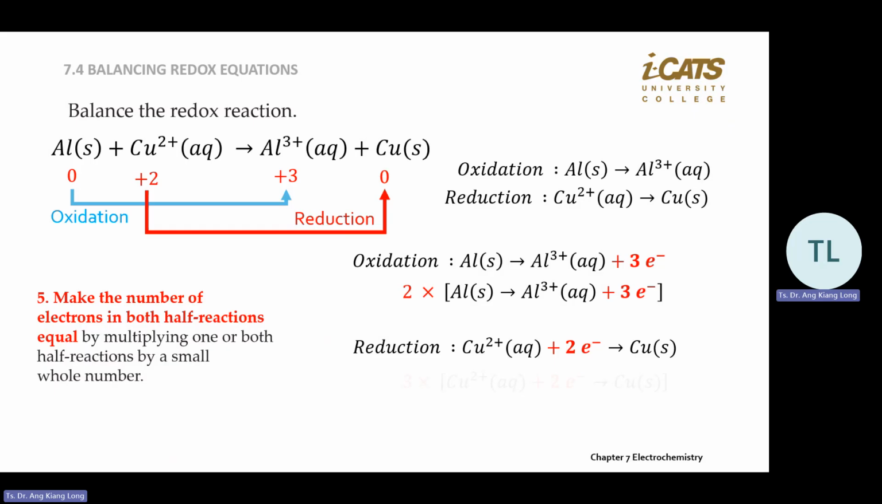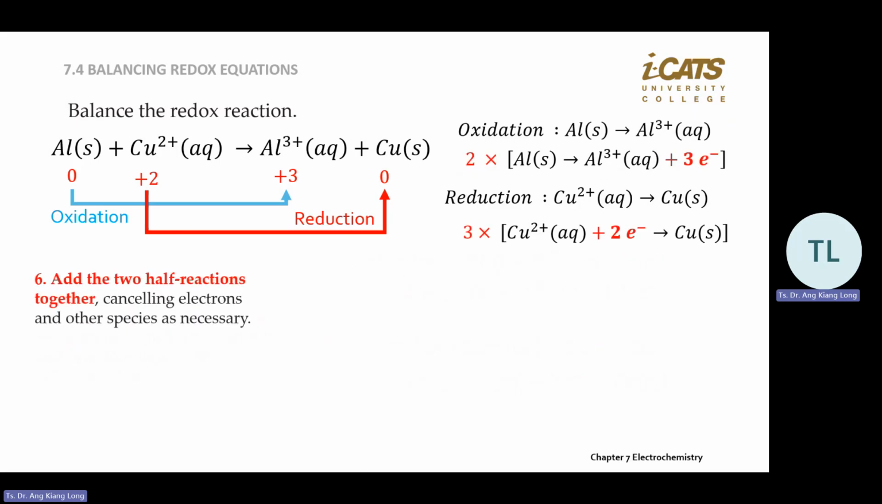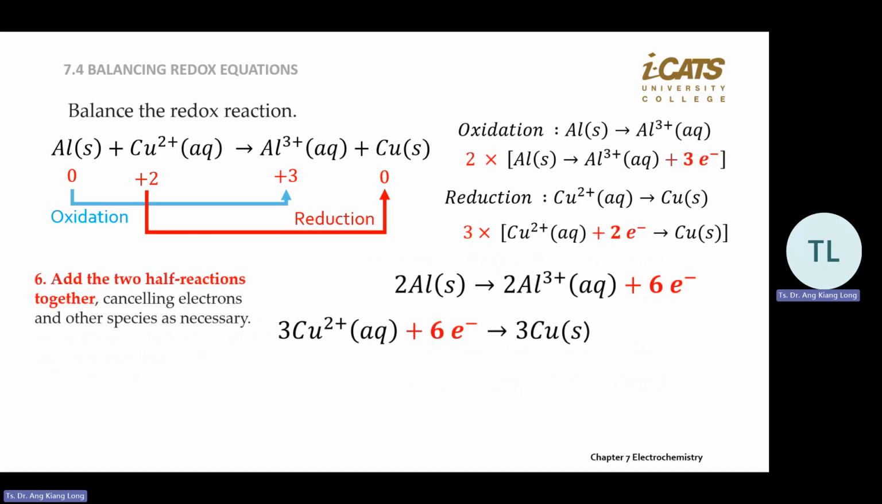Okay. Do the same for the second one. Multiply the whole equation with 3. Then rewrite the new equation. Align using the arrow. You draw 2 arrows and then write 2Al on the left and then 2Al3+ plus 6 electrons. Then write 3Cu2+ plus 6e become 3Cu. This is quite standard.